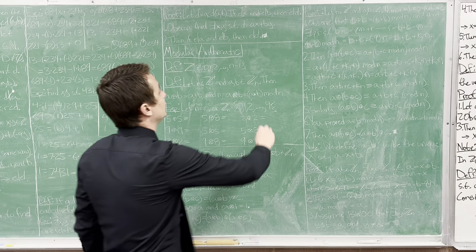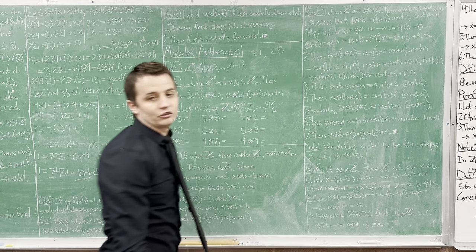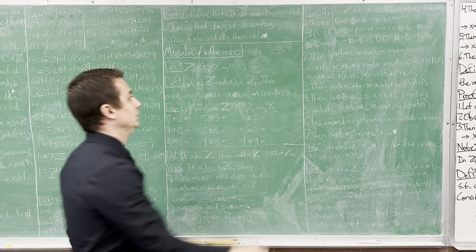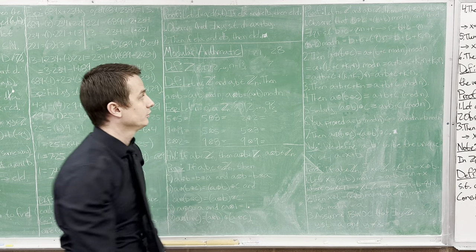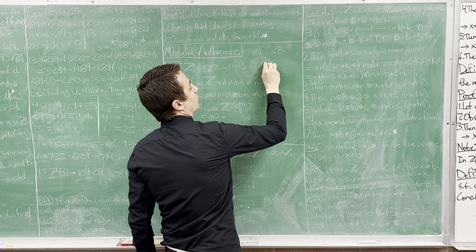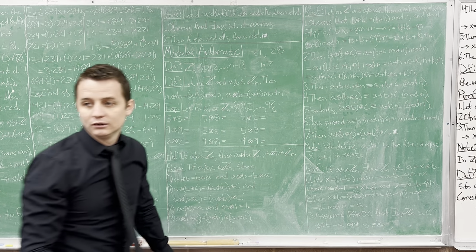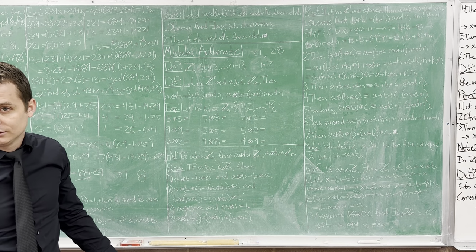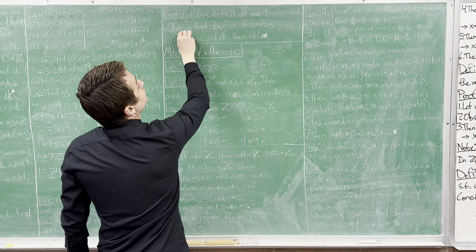So going back to 21 and 28... What was its greatest common divisor? Seven. So now all the divisors of 21 and 28, all its common divisors, are going to be factors of 7. The only factors of 7 that are positive are 1 and 7. So 1 and 7 are the only positive numbers that divide both these things. Okay. That's what we're saying. True. So let's prove it.